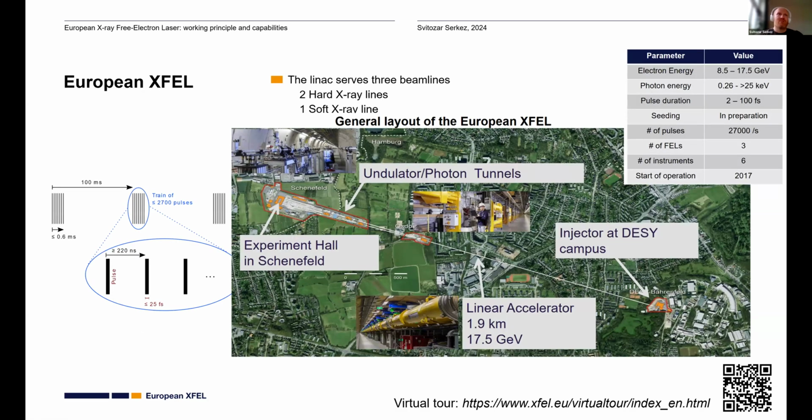Good. So let's come back to the real machine. This is our European XFEL that's located in Hamburg. Actually, it's between Hamburg and Schönefeld. It's crossing the border of two lands of Germany. You can take a virtual tour over here. You can scan the QR code if you have phones nearby. It's actually quite fun to have an impression walking through the FEL.